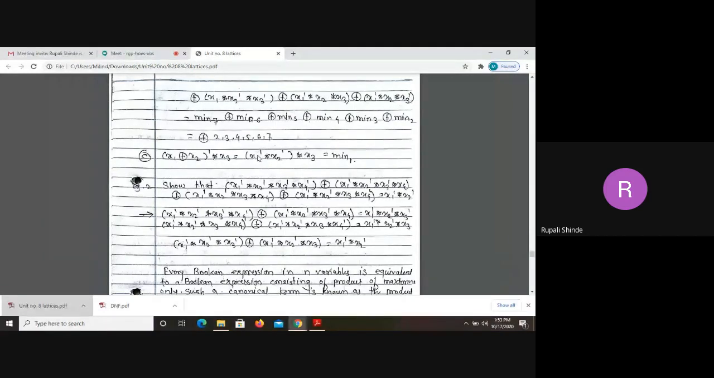So we just have to transform this into binary format. What will be the binary representation? 001, and that is for decimal number 1. So here the answer is minterm of 1, or again we can express this as XOR 1. So this is the answer.